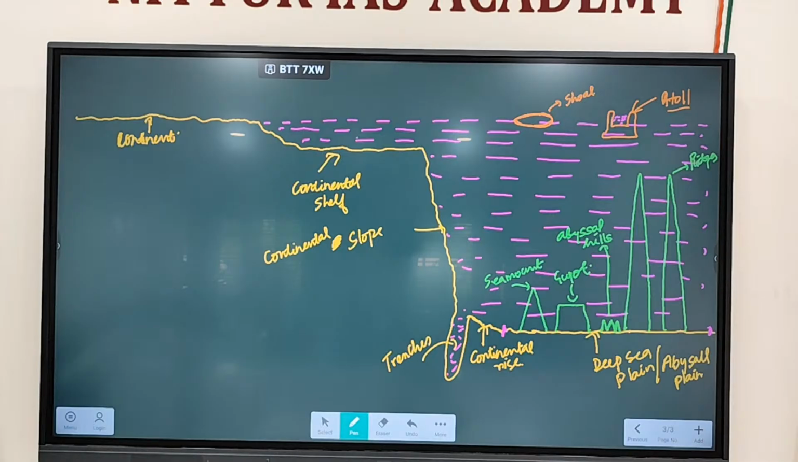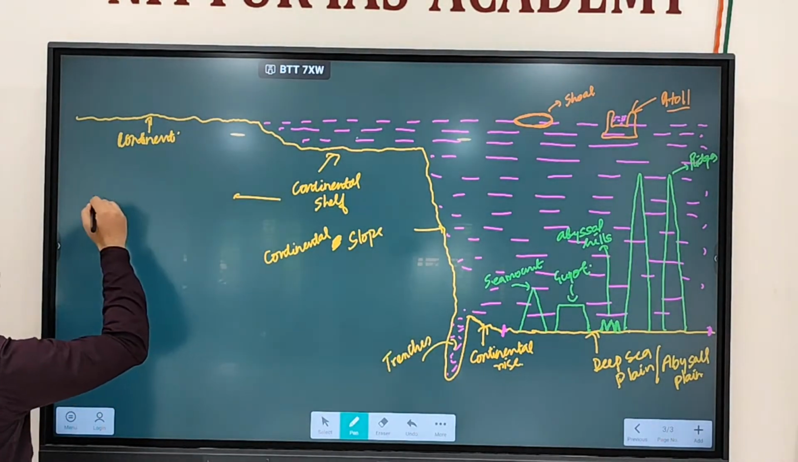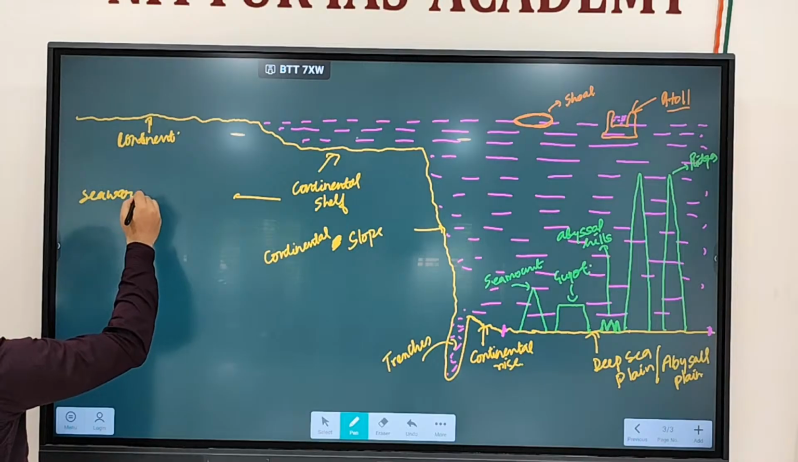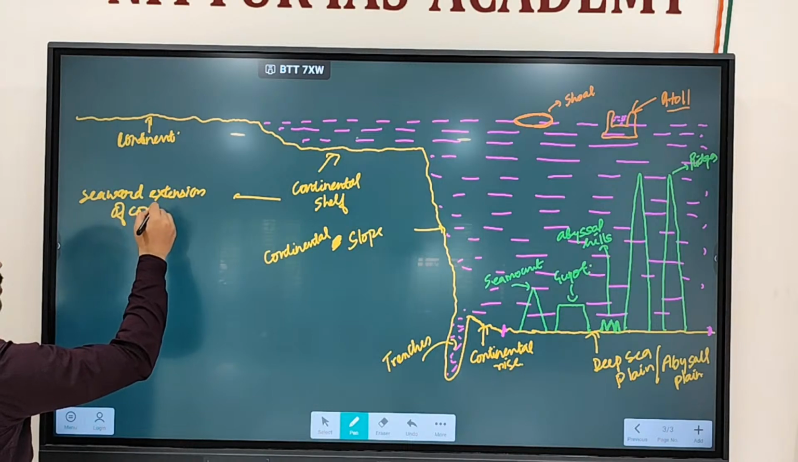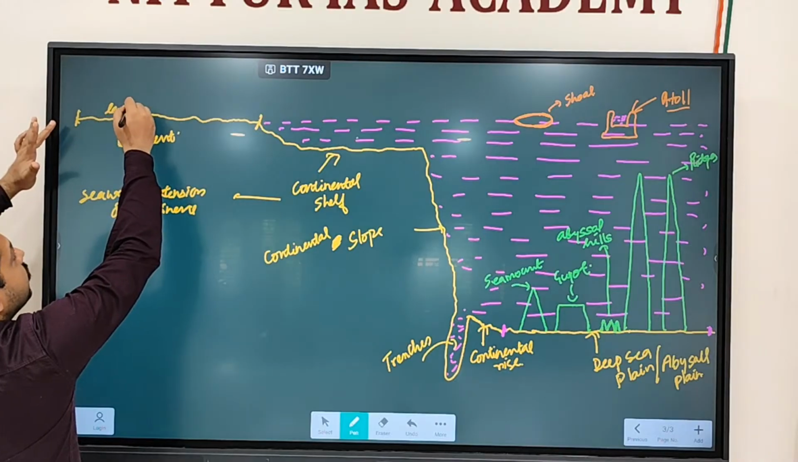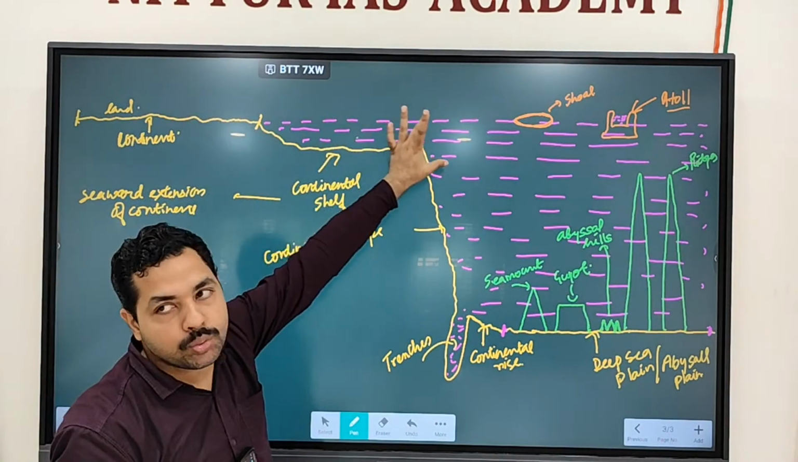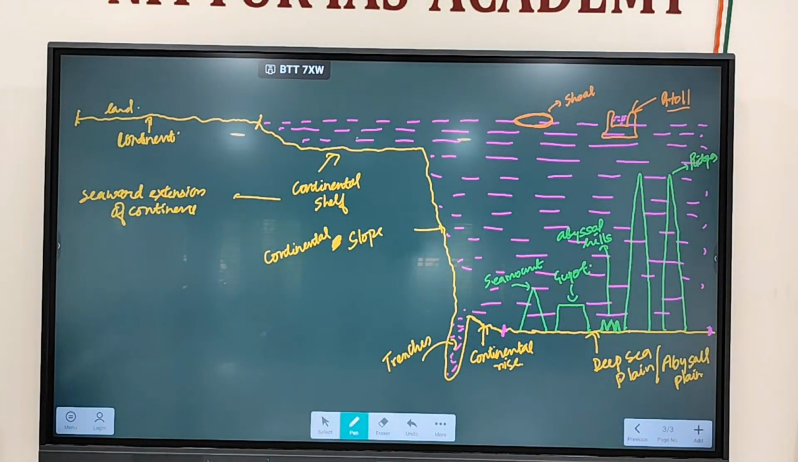Fine. So the first thing we are going to take up is, what is continental shelf? Continental shelf is nothing but the seaward extension of the continent. So this is continent, that is land part. Now when this land part is extending towards the ocean, towards the sea, then it is going to be called a continental shelf. So continental shelf is a seaward extension of the continent that you are finding.